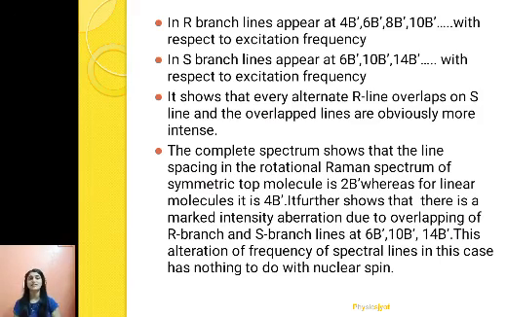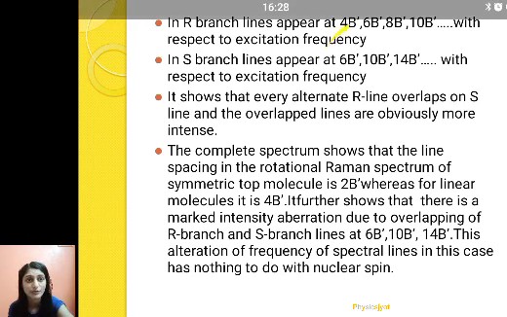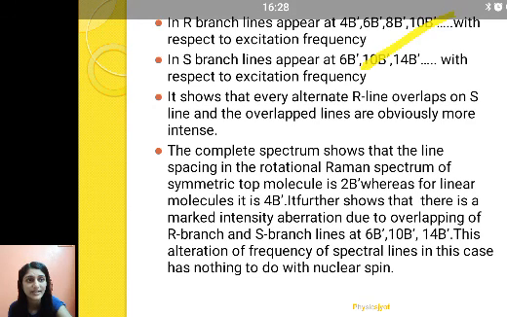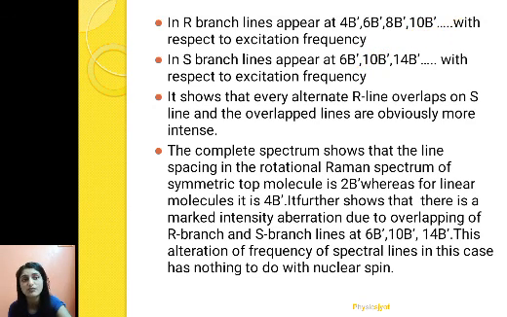So R branch lines appear at 4b dash, 6b dash, 8b dash, 10b dash with respect to the excitation frequency. S branch lines appear at 6b dash, 10b dash, 14b dash with respect to the excitation frequency. It shows that every alternate R line overlaps an S line, and the overlapped lines are obviously more intense. Here you can see 4b dash does not match, but at 6b dash these two lines are overlapping. Then 10b dash, 10b dash lines are overlapping. The next one is 14b dash, which will be overlapping. So for those particular lines, the lines will be more intense.